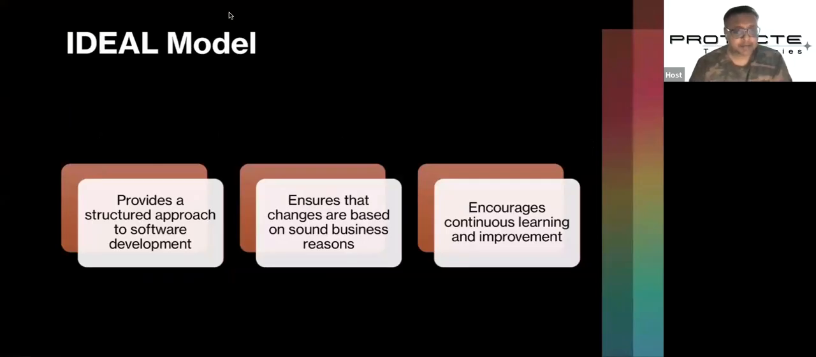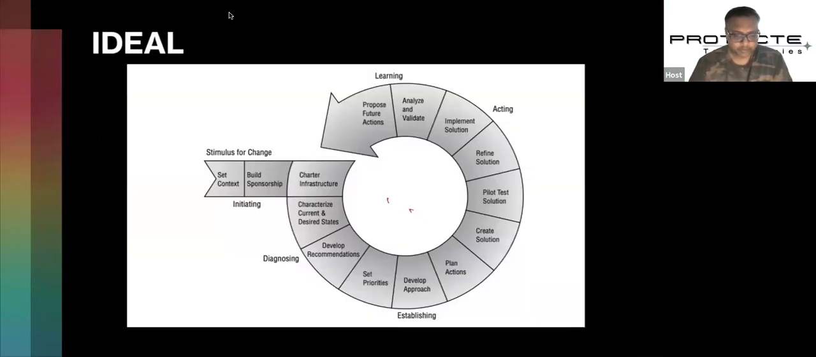Okay, then there is a model called the IDEAL model. The IDEAL model of software development is basically where a company encourages continuous learning and improvement. These are the 3 tenets: there's a structured approach to software development, changes are based on sound business reasons, and continuous learning and improvement is there in their software development process. That is the IDEAL model. So if you broadly see this diagram in the exam somewhere, you can understand this is the IDEAL model.